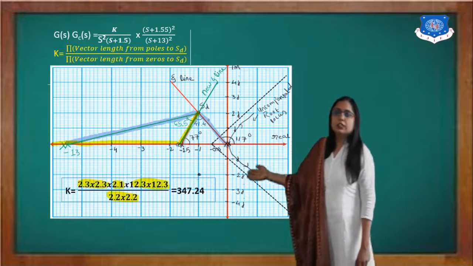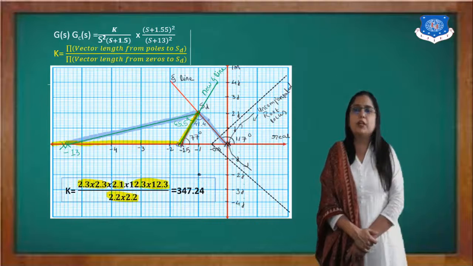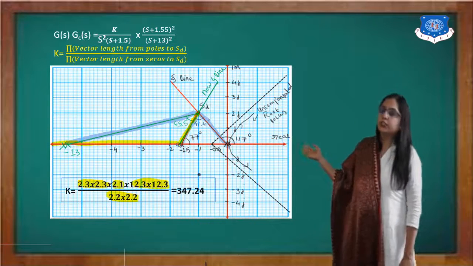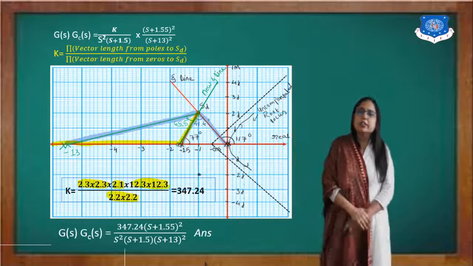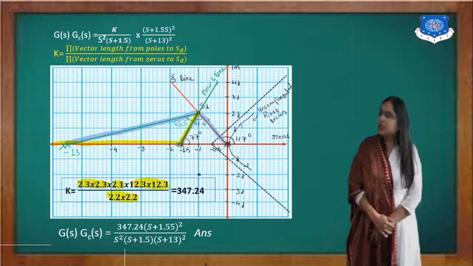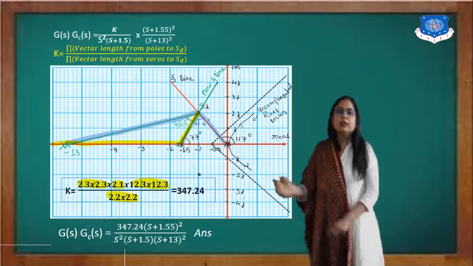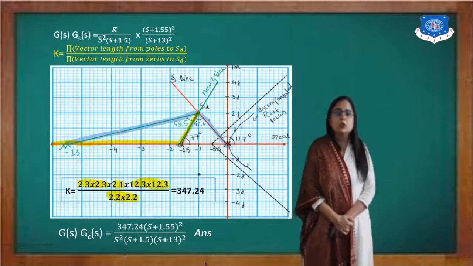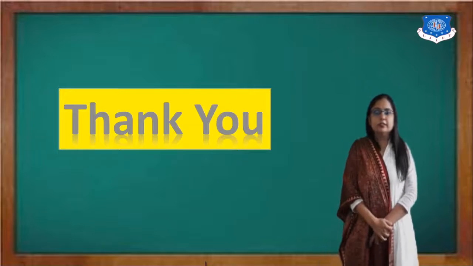So when you solve this, it gives you 347.24. Now we have to put this value, K equal to 347.24, in our above equation. So the equation has become 347.24 times S plus 1.55 whole square, divided by S square into S plus 1.5 and S plus 13 whole square. I hope this session is clear. Thank you.